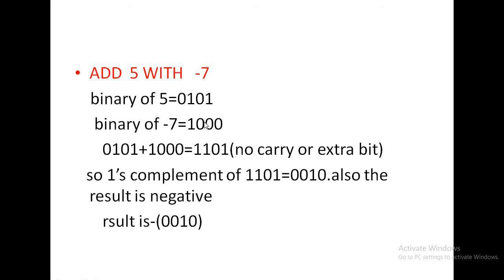Then add both the numbers. 0101, that is 5, and 1000, that is minus 7. 0 plus 1 is 1. 0 plus 0 is 0. 0 plus 1 is 1. 1 plus 0 is 1. No carry bit or extra bit is there. This is 4-bit, this is 4-bit, and the result is also 4-bit.